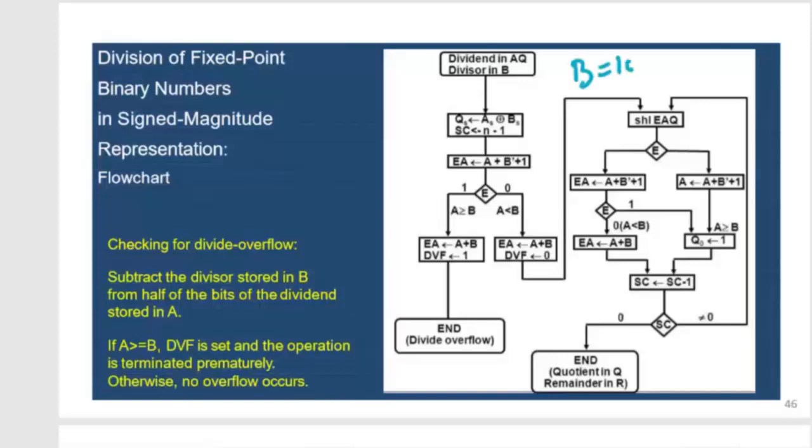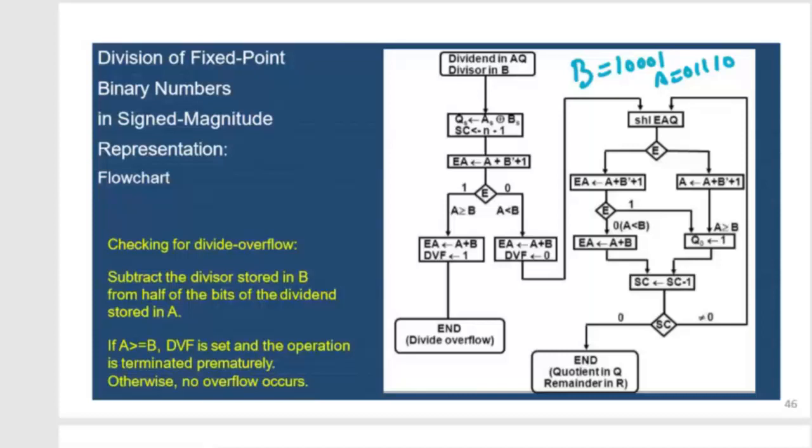Suppose we have the value 10001. That means there are 5 bits in B. But in the dividend, suppose the value is 00010. Now you can see this value is smaller than the value of the divisor, so we need additional bits in the dividend. That's why the size of the dividend is double the size of the divisor. After that, the sign bits of AS and BS, that means the sign of the A register and the sign of the B register, are compared using the XOR operation, and the final sign bit is stored in the QS flip-flop.